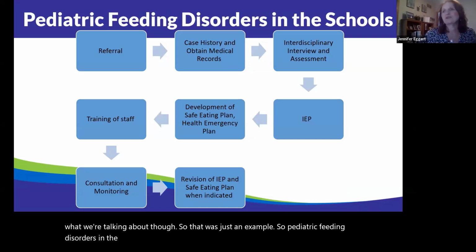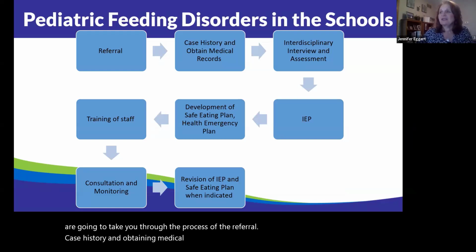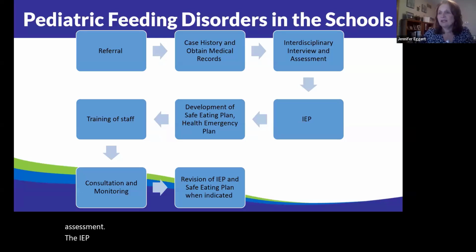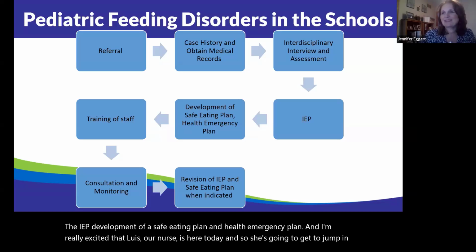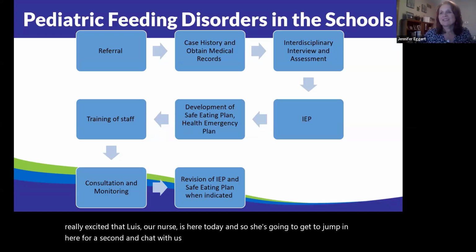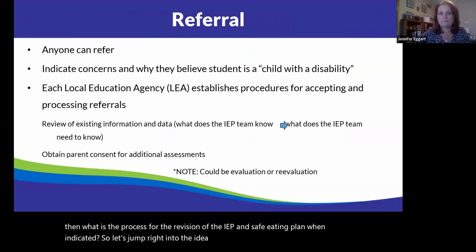We came up with this nice little visual here, a flow chart. We are going to take you through the process of the referral, case history and obtaining medical records, interdisciplinary interview and assessment, the IEP, development of a safe eating plan and health emergency plan. And I'm really excited that Louise, our nurse, is here today. And so she's going to get to jump in here for a second and chat with us. Training of staff, consulting and monitoring, and then what is the process for the revision of the IEP and safe eating plan when indicated. So let's jump right into the idea of the referral.